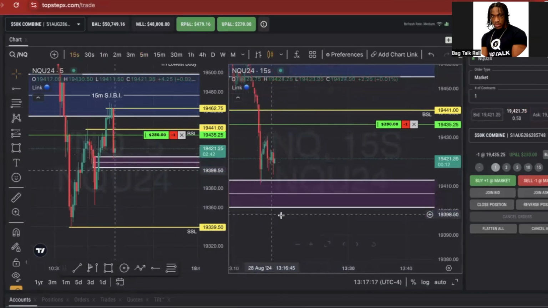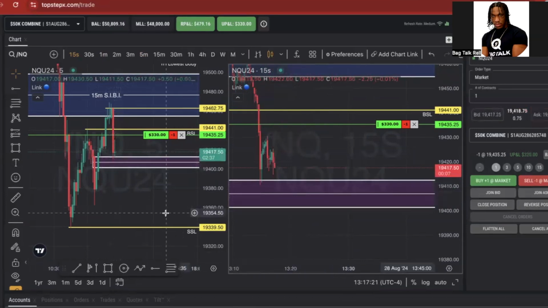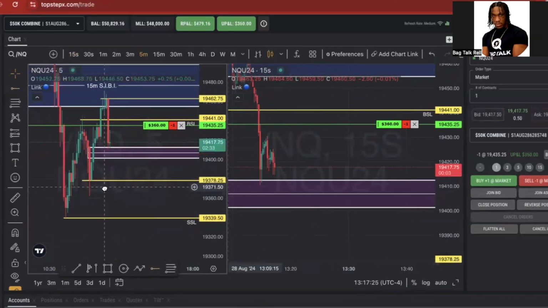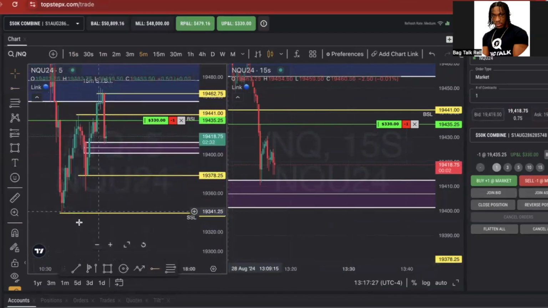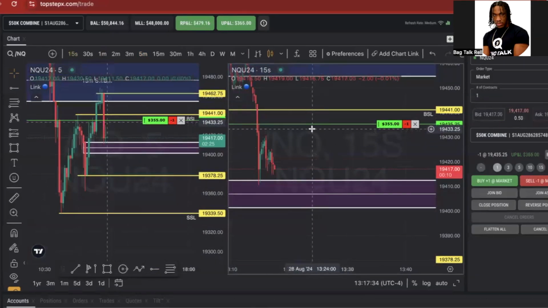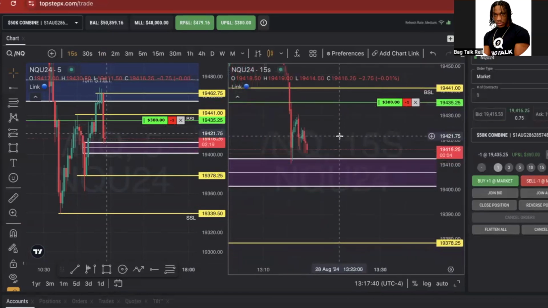So I may scale in, meaning I'm gonna add one more contract in if we lose this purple area, because then I'll be anticipating this minimum, and then after that, we go into the low of the day. In my opinion, I could see that happening. So let's see how it plays out.